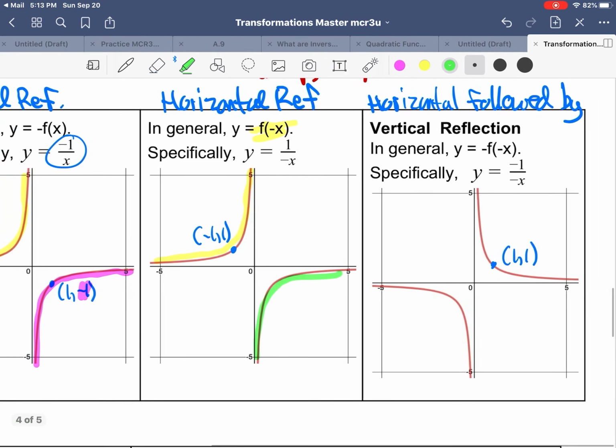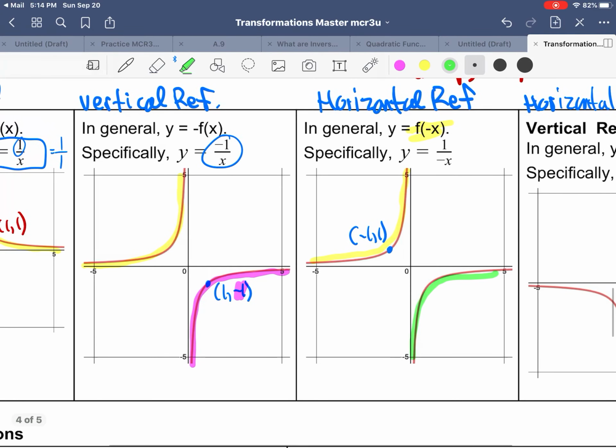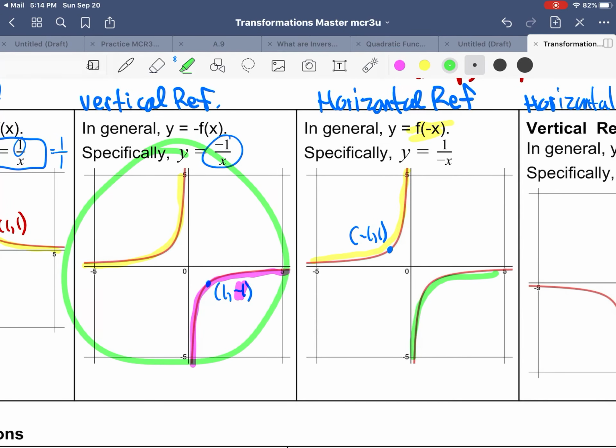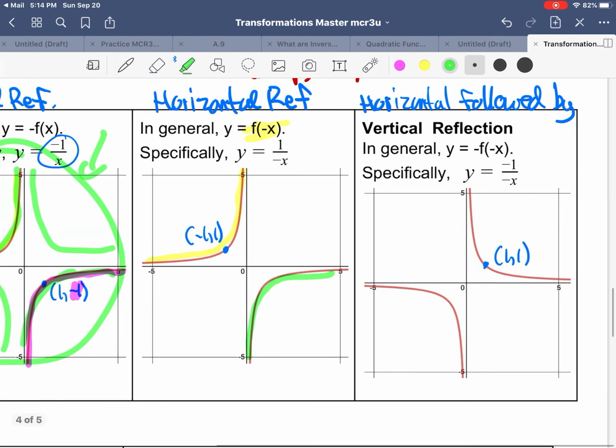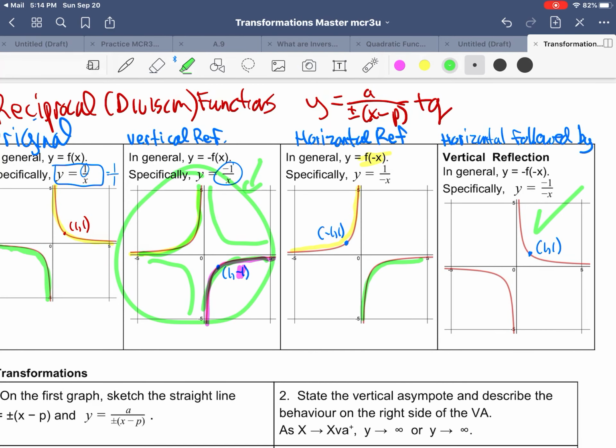Now, what happens if I do both a horizontal and then a vertical reflection? Well, I think it's fairly obvious. If we had a vertical reflection, this is what we get. Now I want to take this and do the horizontal reflection. That would go over to there, and this part right here would go over to here, and it would look exactly like the original function again. So we can use this just as a rough idea of how things will look.